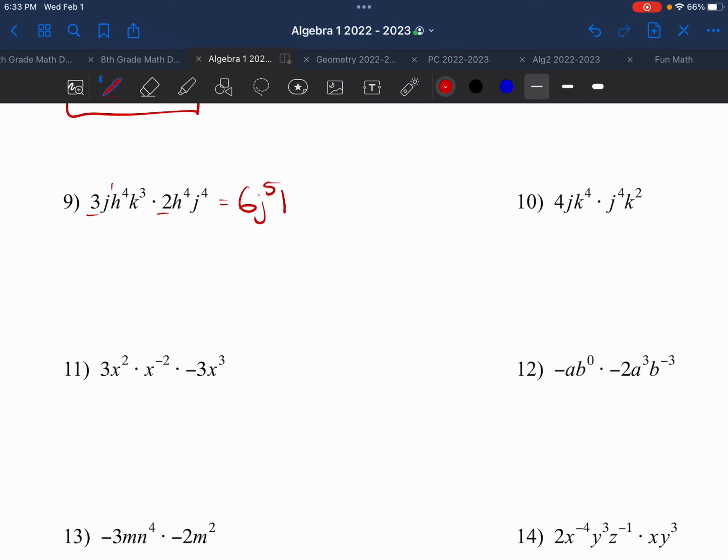The next variable I see is an h. Let's look at all the h terms. I have an h to the power of 4, h to the power of 4. We're going to add those two because we're multiplying everything together. 4 plus 4 is going to be 8. And do I have any? Oh, I have a k. Look at this k. I haven't gotten that one yet. So this is going to be k to the power of.